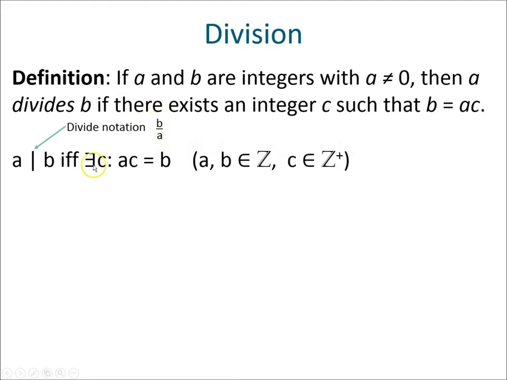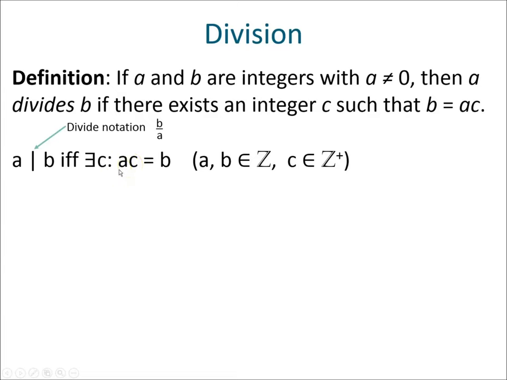A divides B if and only if there exists a C such that AC equals B, where A, B are elements of the integers and C is an element of positive integers. This capital letter Z means integers and the plus sign means positive integers. Here this backwards E means there exists some C.